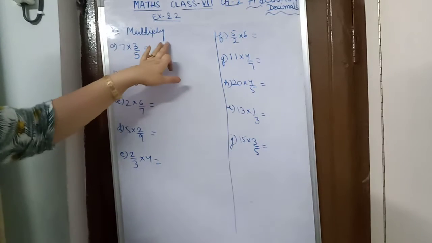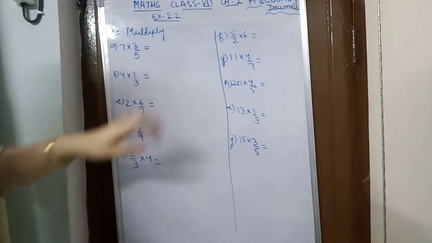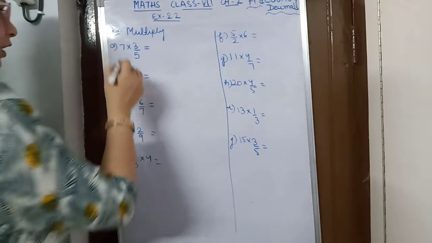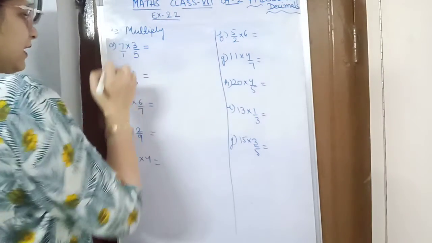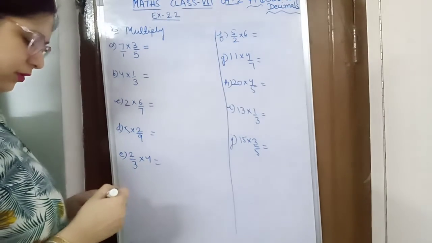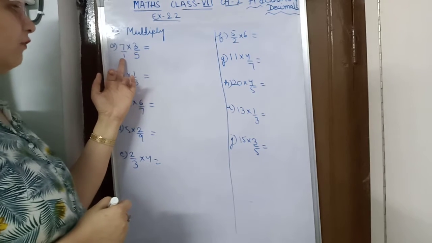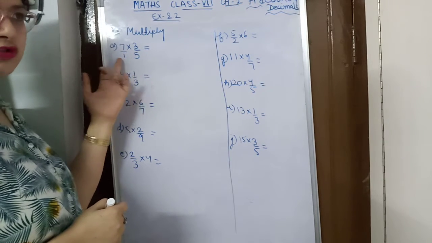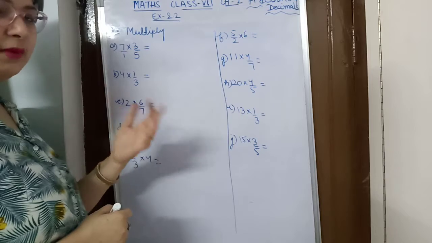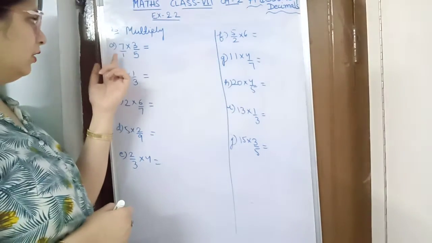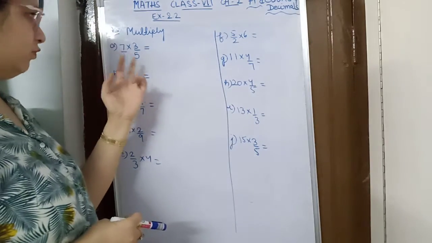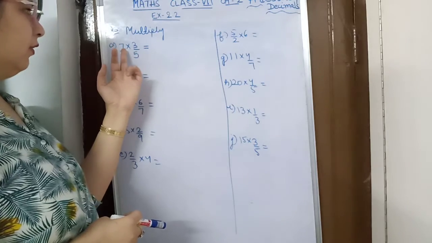Now how do you multiply a whole number with a fraction? See, take 1 as denominator below the whole number. 7 is the whole number, and we will take 1 as denominator, because when we divide any number by 1 or multiply any number with 1, we get the same number. So there is no effect on the whole number.